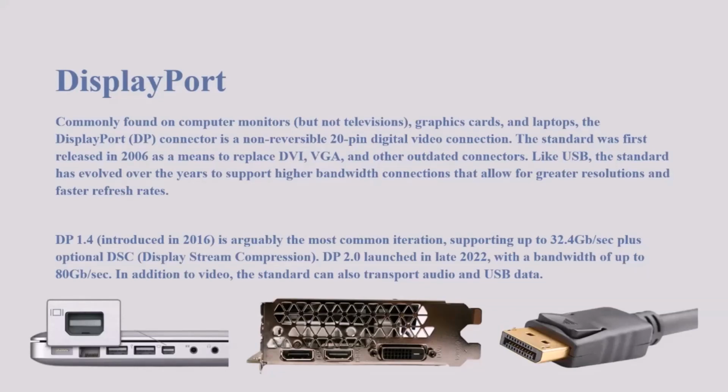Like USB, the standard has evolved over the years to support higher bandwidth connections that allow for greater resolutions and faster refresh rates. DP 1.4, introduced in 2016, is arguably the most common iteration, supporting up to 32.4 gigabits per second, plus optional DSC, or display stream compression. DP 2.0 launched in late 2022 with a bandwidth of up to 80 gigabits per second. In addition to video, the standard can also transport audio and USB data.